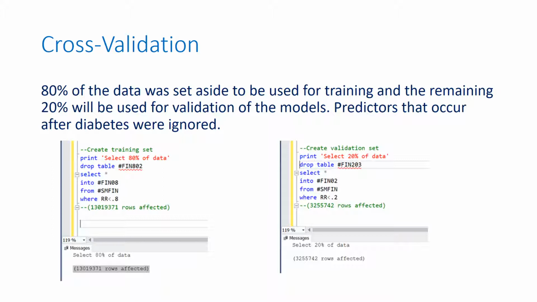For cross-validation purposes, 80% of the data was set aside to be used for training, and the remaining 20% will be used for validation of the models. Predictors that occur after diabetes were ignored.